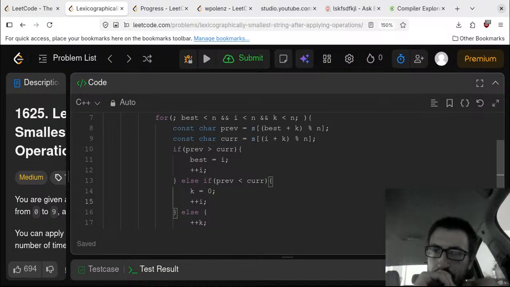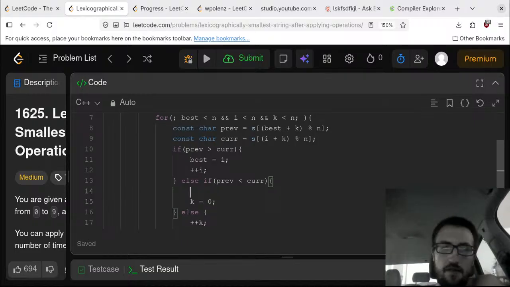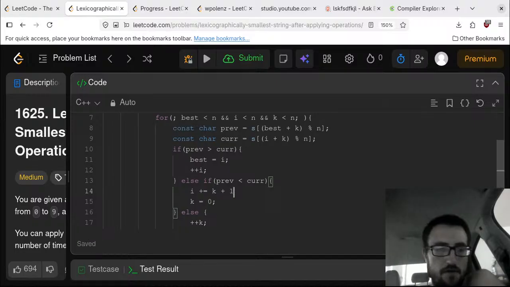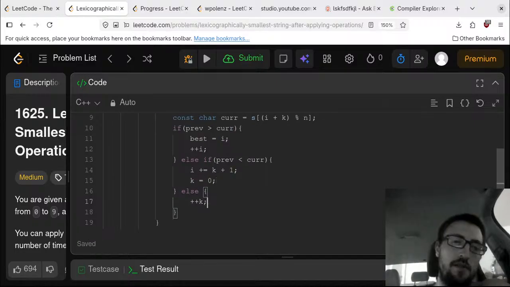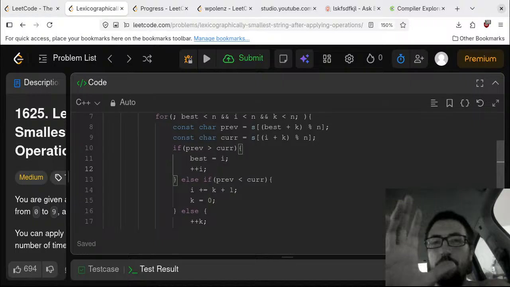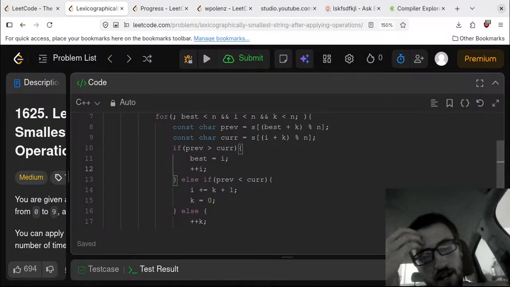No, we don't increment I. We actually increment all the way through K. Yeah, we add all those values of K to I, and then we add 1. So we don't modify I here. We just modify best. If we find a better point, then we update best to I and increment I.